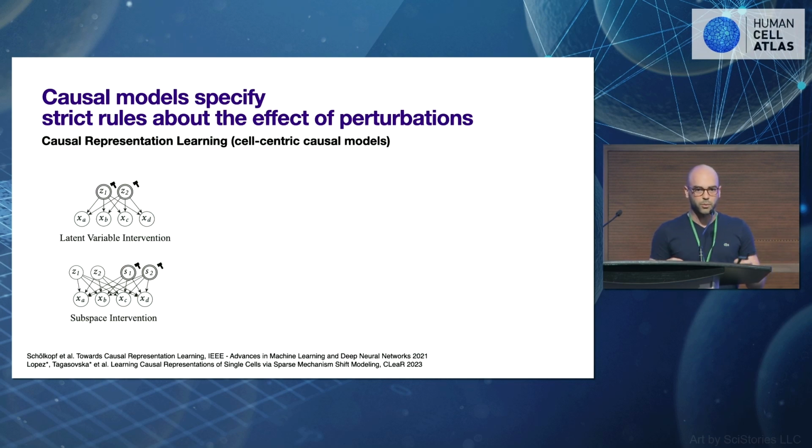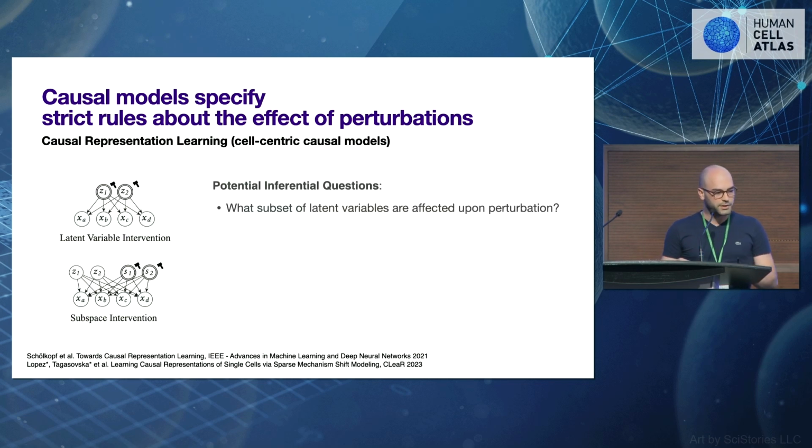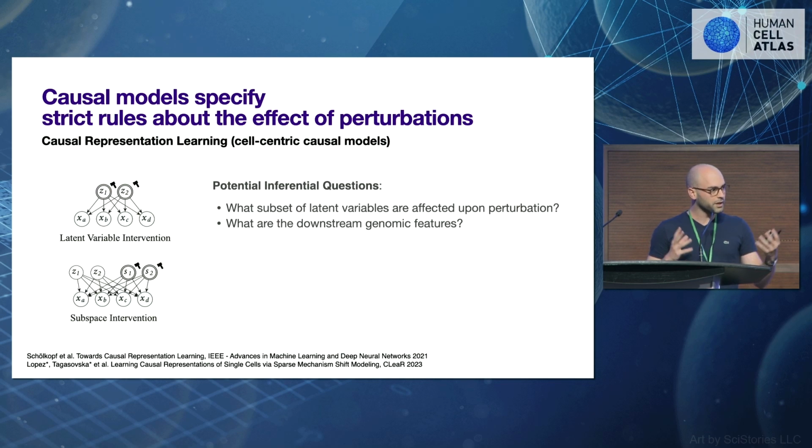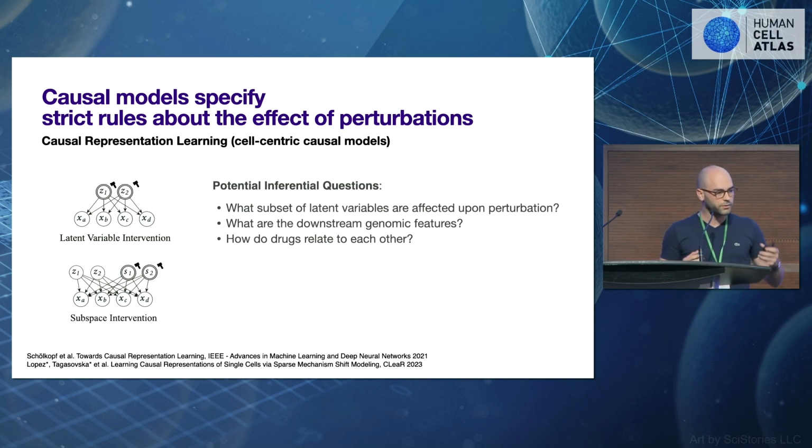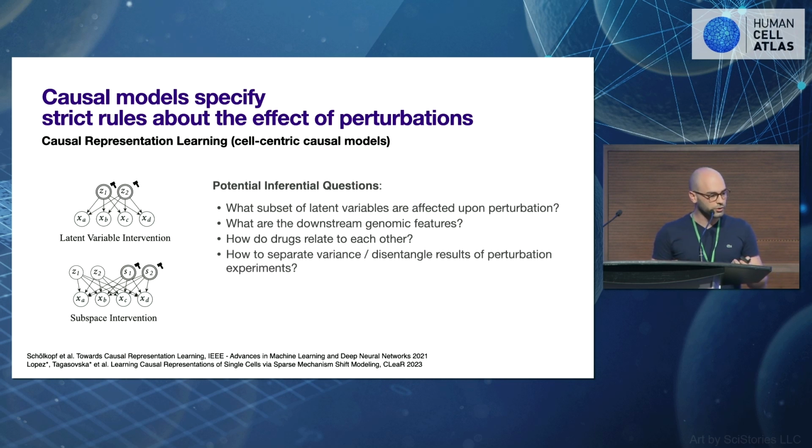What does it mean? What do we gain as insight from this type of model? And we can think about a lot of other inferential questions. For example, is there a subset of latent variables that's affected upon perturbation? I've done some work on this as well, but that's not what I'm presenting today. If we have this kind of sparse subset, we can think about what downstream genomic features are affected by those perturbations. If we go back to the drugs, we can understand how drugs relate to each other based on how latent variables are changed.